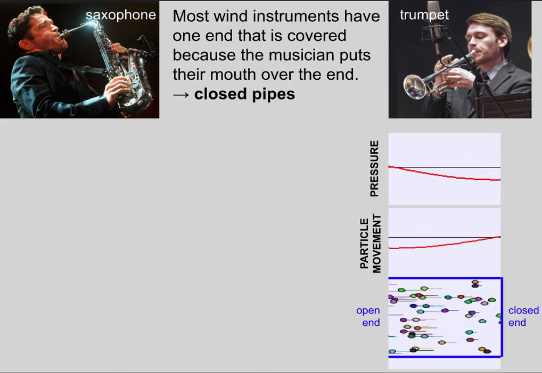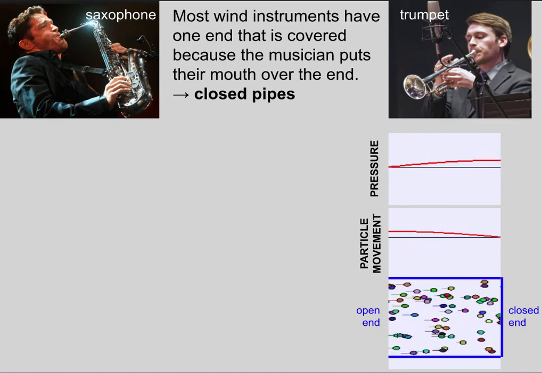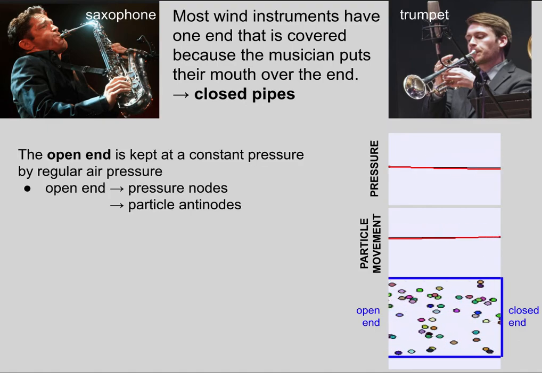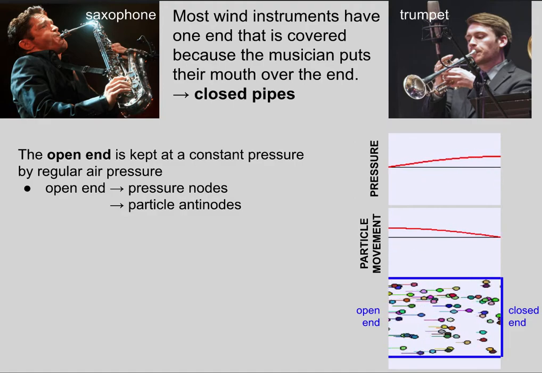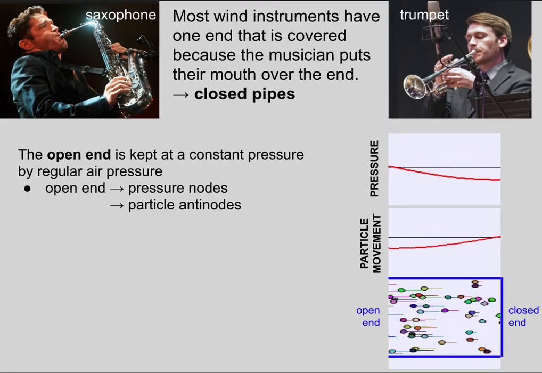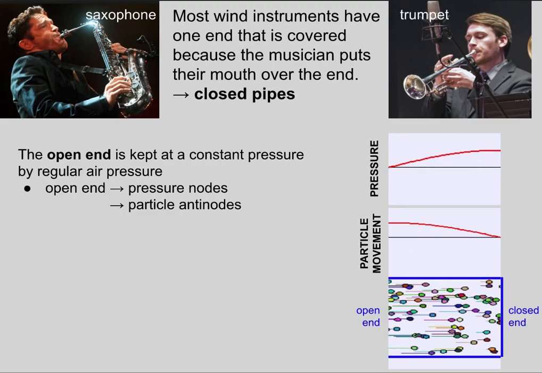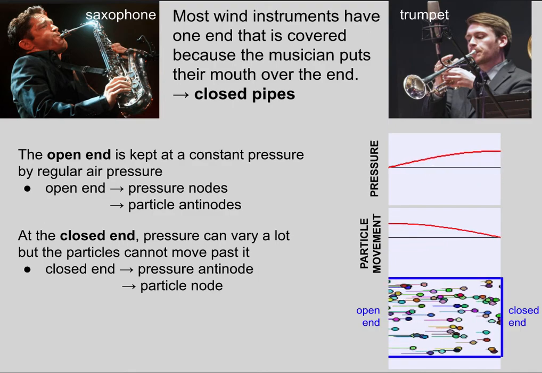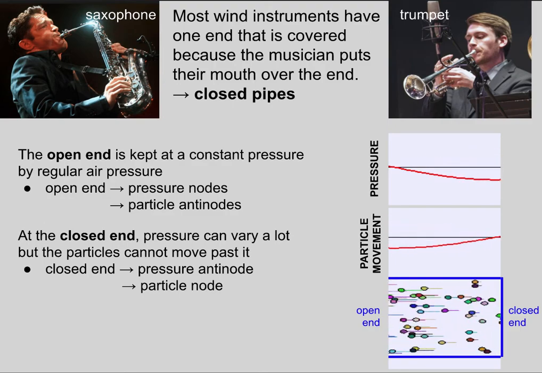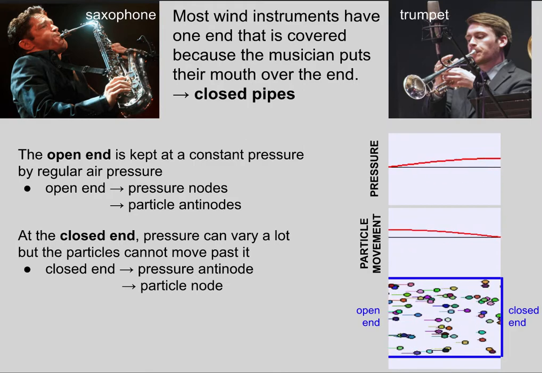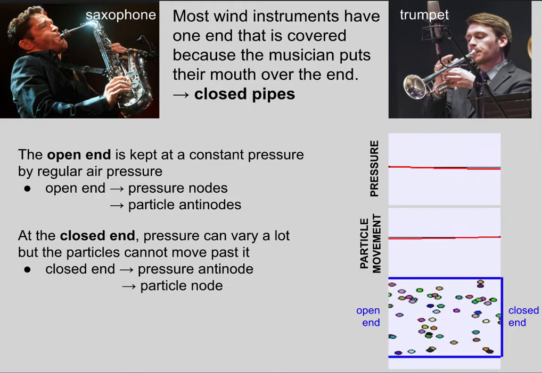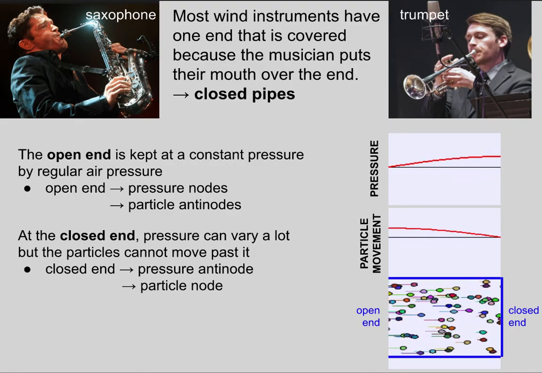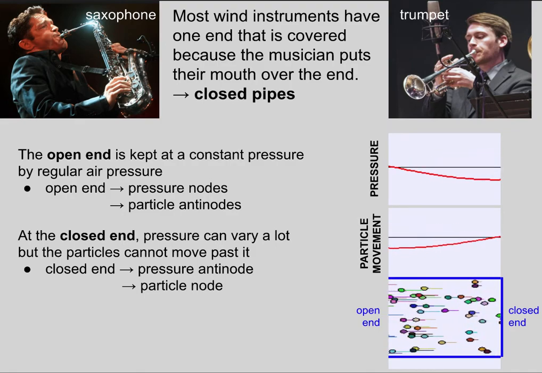In this case, the pressure is going to be still held constant at the open end, but the place where the person is blowing actually is going to have wide changes in pressure. So at the closed end, there are lots of changes. It's an antinode of pressure. And the reverse is happening for the particles. The particles do not move tremendously near the closed end, but near the open end, they move quite a bit.